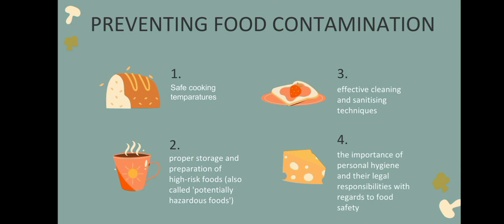Preventing food contamination. The best way to prevent food contamination from happening in a food business is through food safety training and education. Food handlers must be trained in fundamental food safety concepts and practical skills such as: 1. Safe cooking temperatures. 2. Proper storage and preparation of high-risk food, also called potentially hazardous food. 3. Effective cleaning and sanitizing techniques. 4. The importance of personal hygiene and their legal responsibilities with regards to food safety.